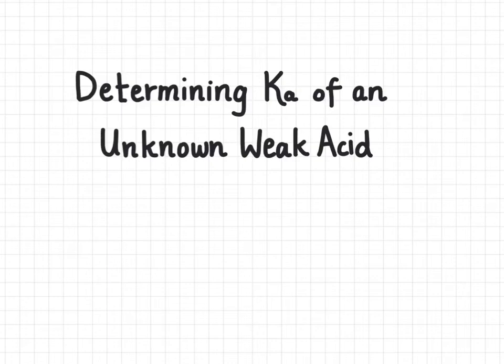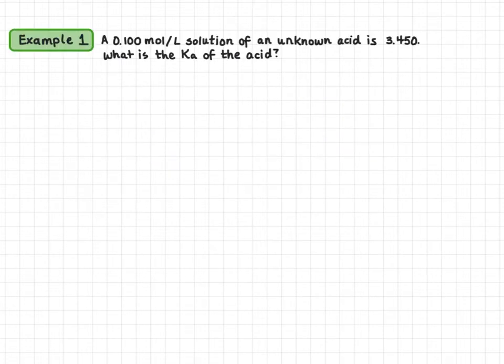In this video, we're going to determine the Ka of an unknown weak acid when we know the initial concentration of the acid and the pH. In our first example, a 0.100 mole per liter solution of an unknown acid has a pH of 3.450. What is the Ka of the acid?